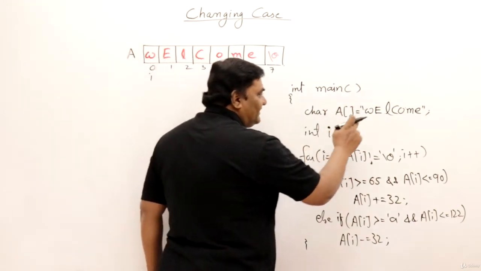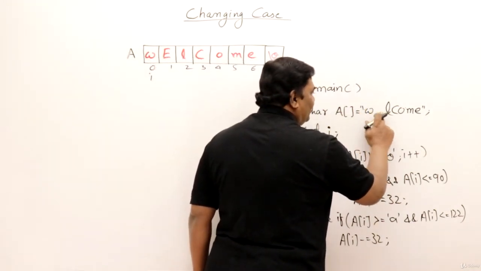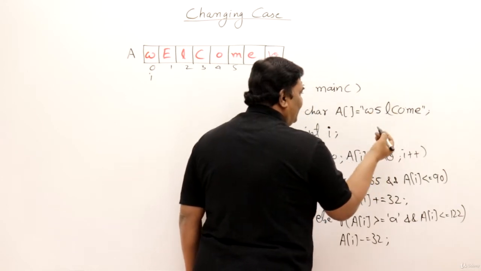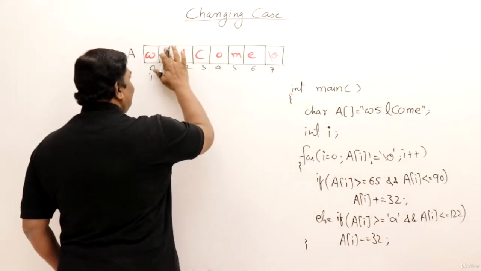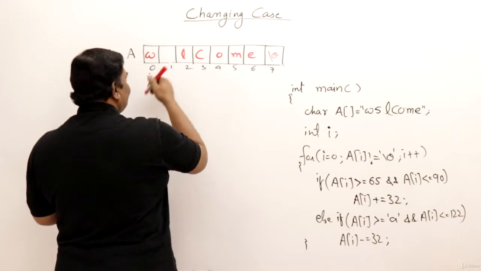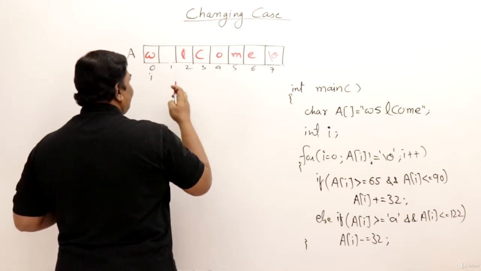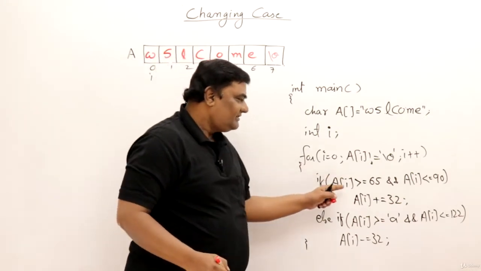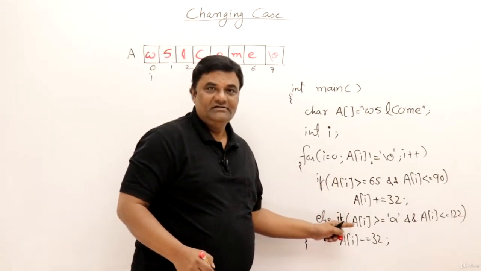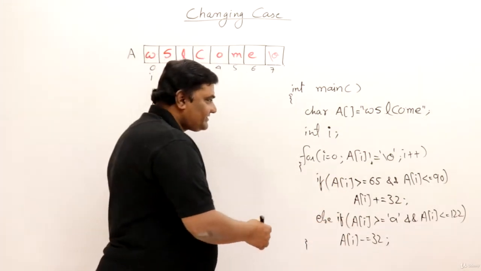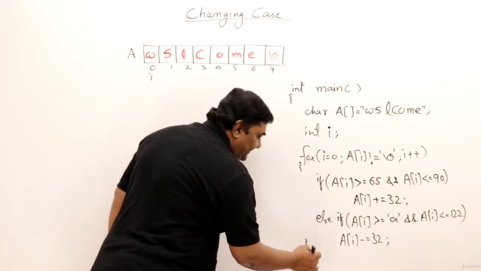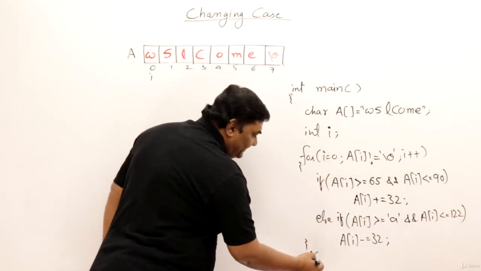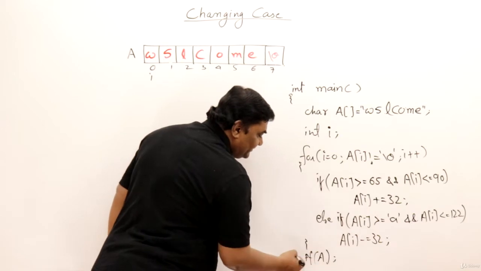Like suppose here instead of E, I have the symbol 5. That is 5, so it remains 5 only. It will not be changed. So if it is 5, then it remains 5 only because it doesn't come under this range or this range. At last, I should print this string. So I will simply write printf here. You know very well how to print. I will write just pfa. So you know the syntax.